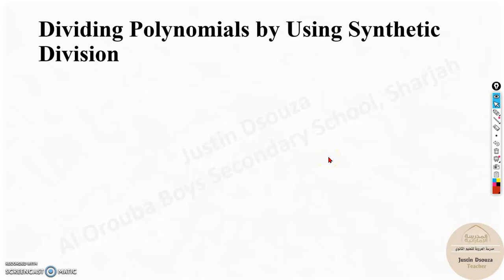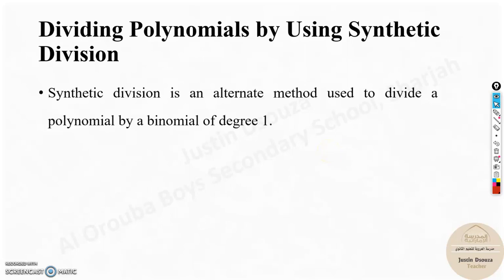Now we come to the synthetic division method to divide polynomials. Now this can only be done when there is only a binomial, and it must be a first degree binomial. We will see in the coming problems, but this is a very quick method. You don't need to divide all that. It's very quick, but there are conditions to it. It can only be done when it's a binomial and degree 1.